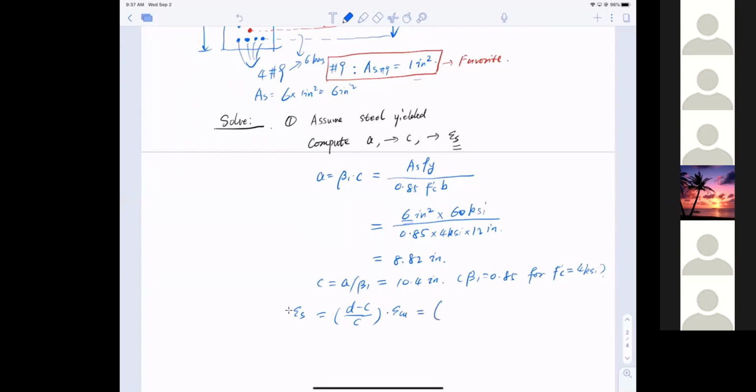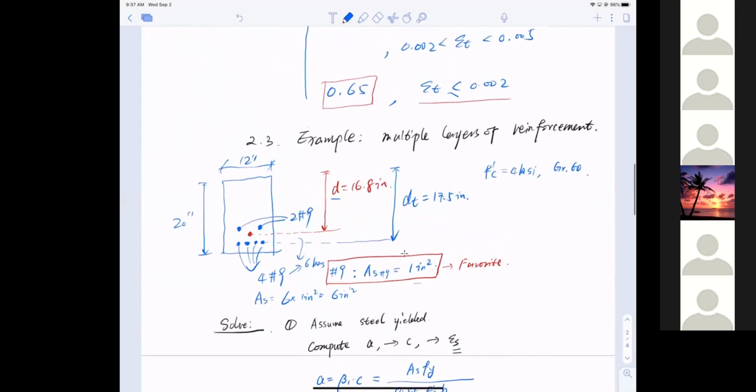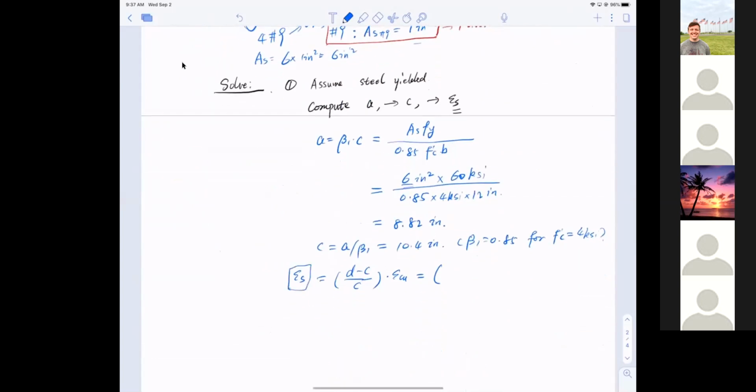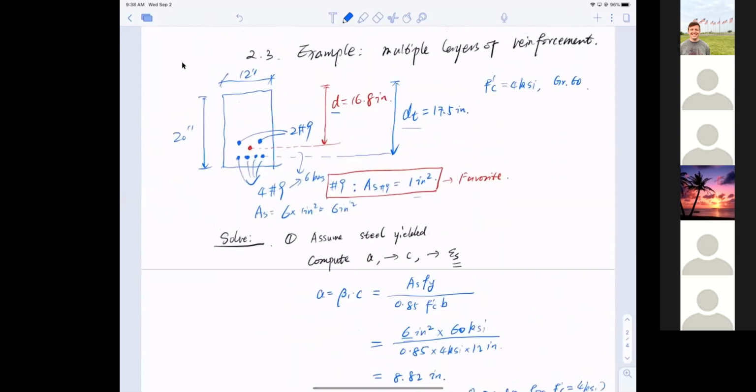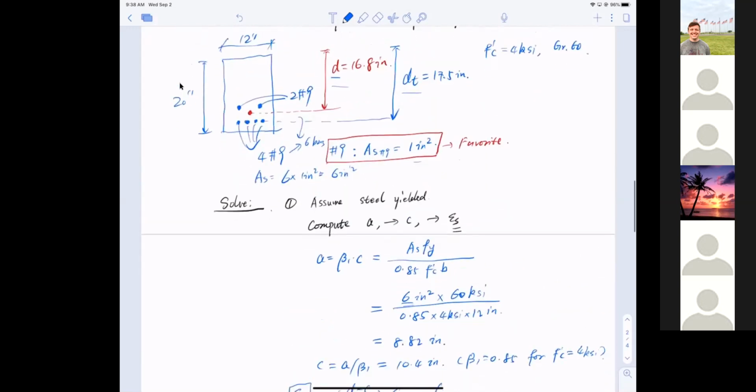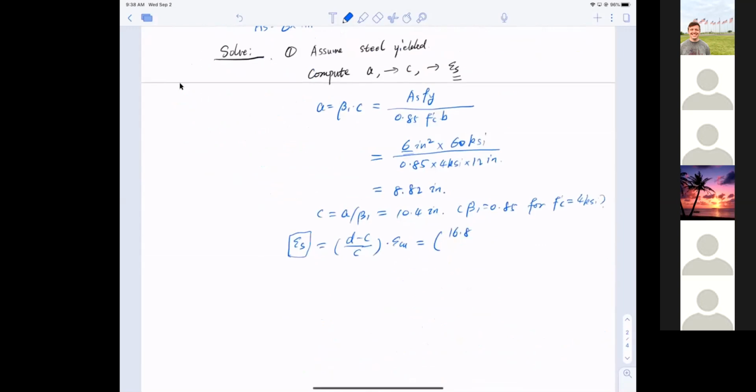So now, which depth should I use? Question here, which depth should I use? Jack? Yep, I'm here. Hey, how are you, man? Good. So quick question here. I'm trying to calculate my strain in the steel, notice that's epsilon s here. Which depth should I use? Should I use d or should I use dt? D. Okay, good one. We should use d always. So that is the lower number, 16.8, minus 10.4. Well, thanks, Jack. Good answer. And divided by 10.4.